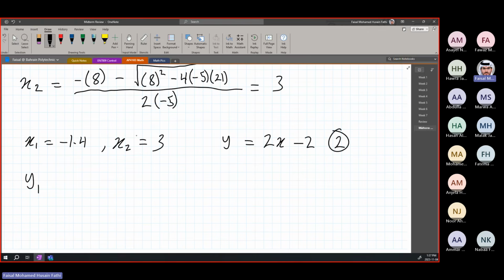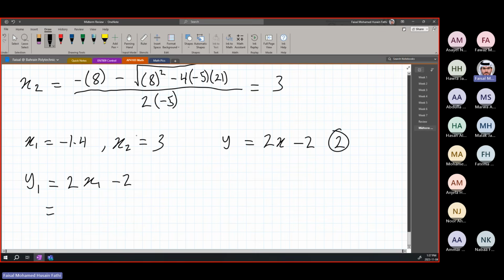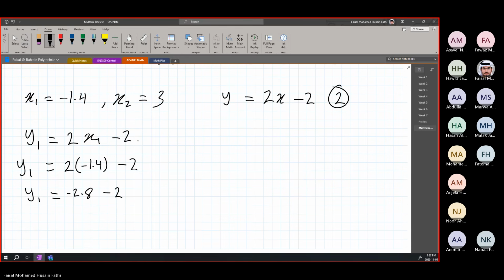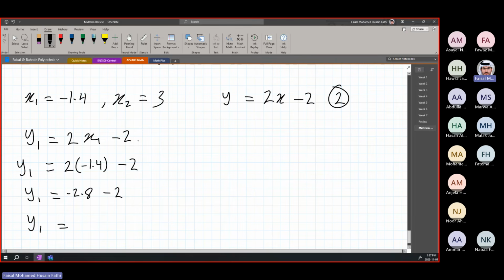So y1 is equal to 2x1 minus 2. Meaning y1 is equal to 2 into minus 1.4 minus 2. y1 is equal to 2 times minus 1.4, which is minus 2.8. Minus 2.8 minus 2, which is equal to y1 is equal to minus 4.8.